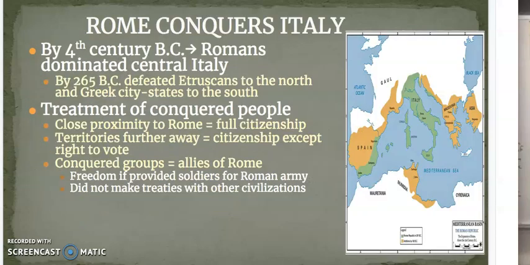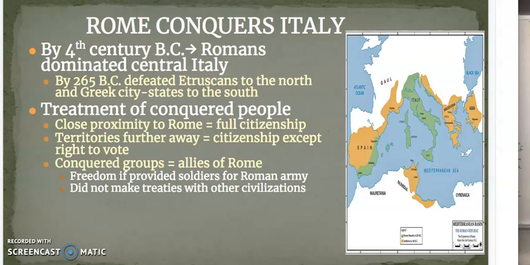Now we start to see in the 4th century that Rome is starting to conquer other people. And we also see this concept of citizenship: if you're a citizen, you have certain rights, especially as far as voting.